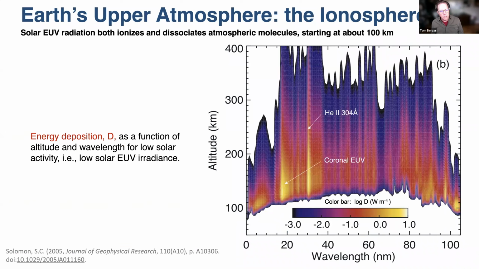So this is another plot of energy deposition as a function of altitude and wavelength. Wavelength in this case is on the x-axis, so we're looking in the deep and extreme ultraviolet here. For instance, here's the helium-2 304 angstrom line in the sun, and there's a lot of energy deposition just due to this one line, all the way down to about 100 kilometers. So this is a very interesting plot showing both altitude variation and coronal EUV and distinct spectral line radiation from the sun, creating our ionosphere.